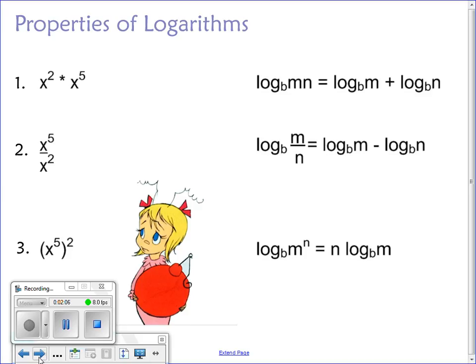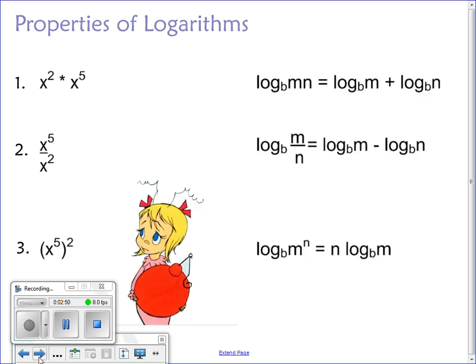So right now this is log base b of m times n, so we can split that. Just like here, it's a multiplication problem. Normally you would add your exponents. It's multiplication, I can split it, so now I'm adding the logs. I put the log with the m, and I put the log with the n, and I add them in between. So the second one, x to the 5th over x squared is x cubed because you subtracted. Same idea, if it's a log of a division problem, a fraction, you will subtract them. So log of m minus log of n, the top minus the bottom.